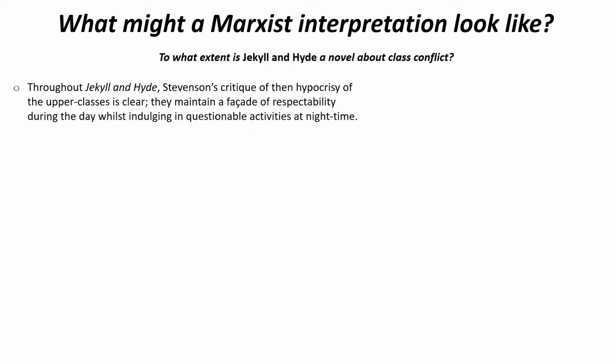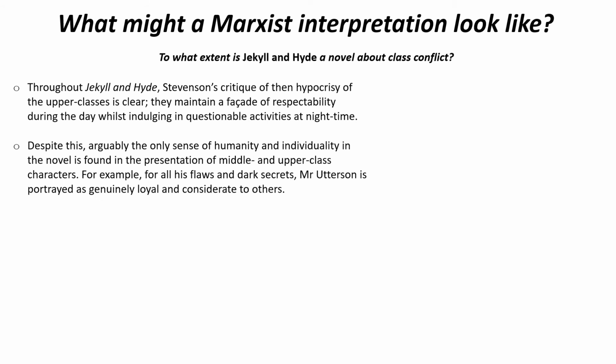And if you did A Christmas Carol for GCSE, again we've got this facade of respectability that Scrooge and other people in the upper classes try to maintain, whilst they're actually using that facade to, not so well in Scrooge's case, hide the fact that actually for them it's all about what they can gain. Despite this, arguably the only sense of humanity and individuality in Jekyll and Hyde is found in the presentation of middle and upper class characters. For example, for all his flaws and dark secrets, Mr. Utterson is portrayed as genuinely loyal and considerate to others.